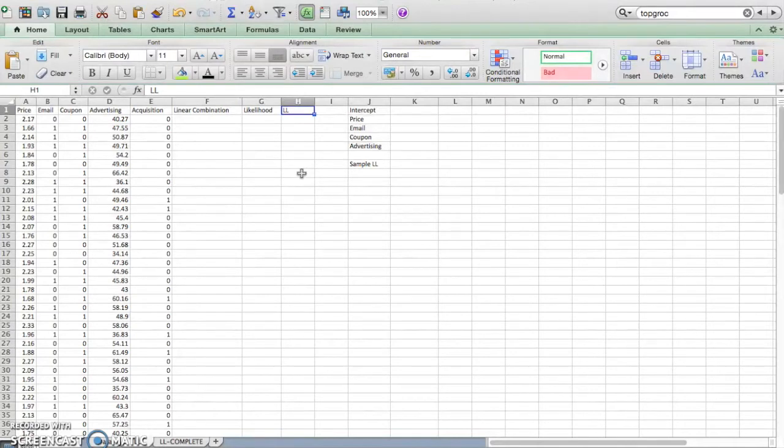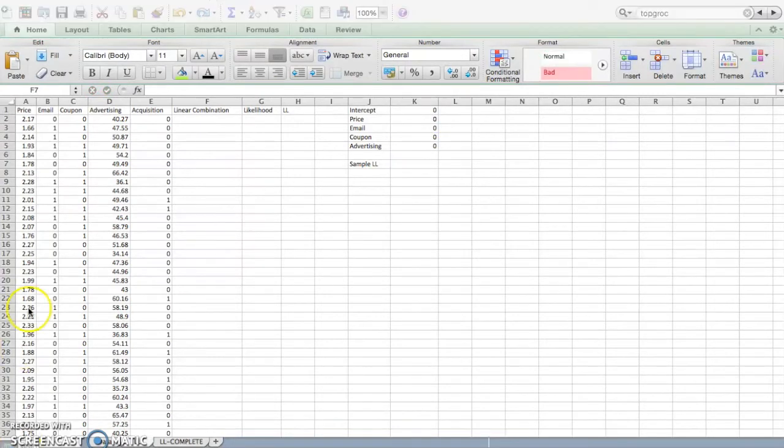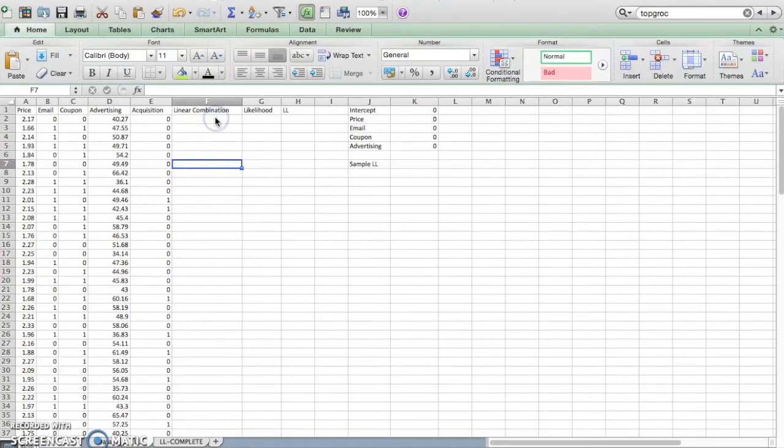First, I'm going to put placeholder values in the cells that will later contain the values for the intercepts and coefficients for price, email, coupon, and advertising factors. In cell F2, I'm going to write a regression equation. I'm using absolute references for the values that I want to remain constant in every equation by selecting the cell and then using the shortcut of Command T.